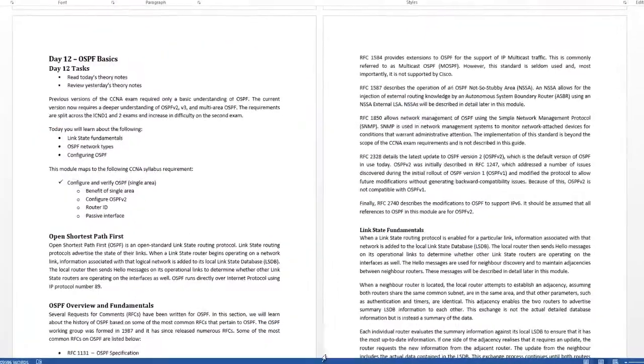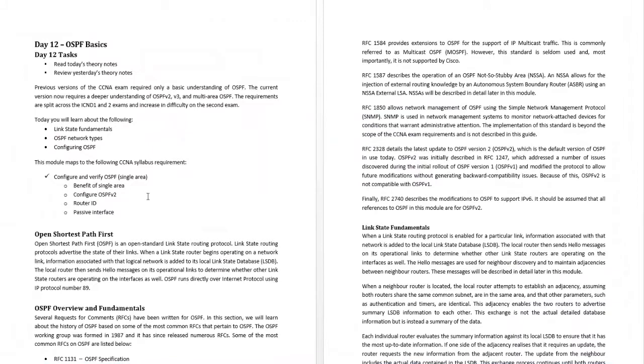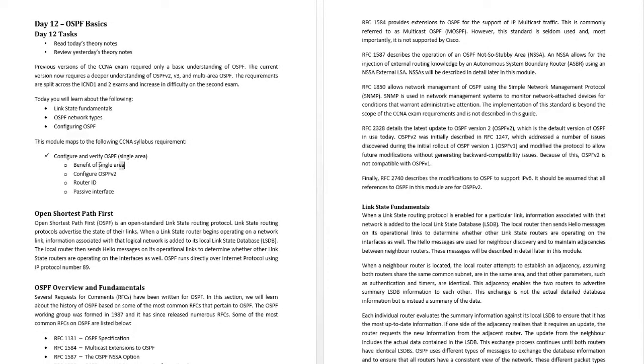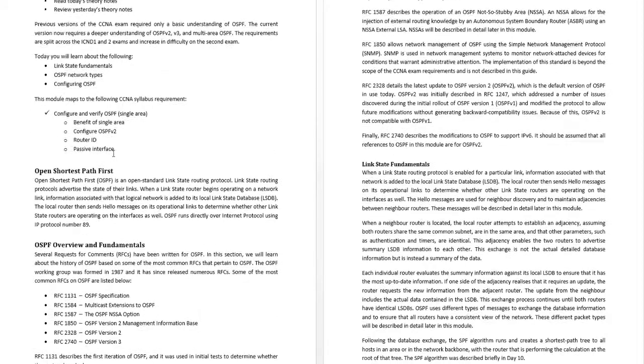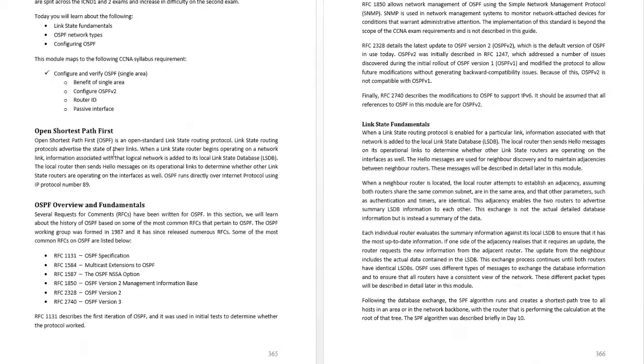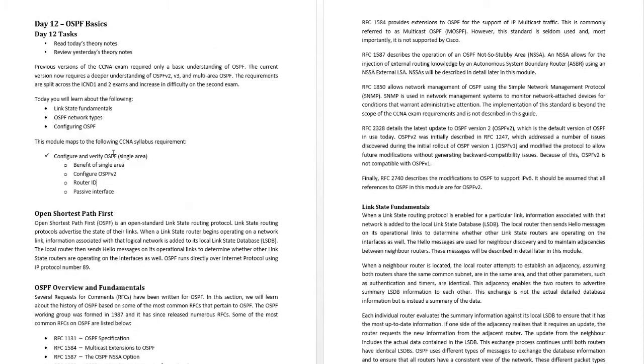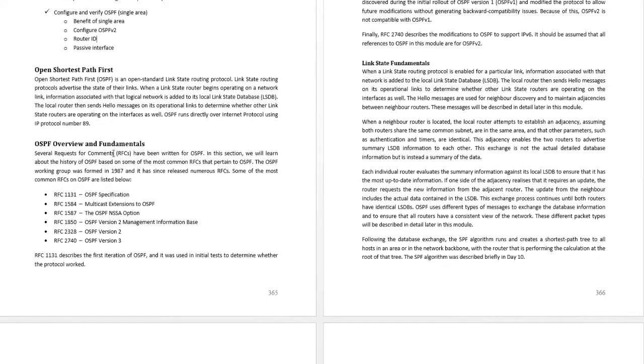So we'll just hop over to the book. Link state fundamentals, OSPF network types, configuring OSPF, the benefit of single areas, configuring OSPF. So this is the syllabus, router ID and passive interface, which I've mentioned. In the book, I'll cover a little bit of the history of OSPF and the common RFCs, if you ever want to look at those.